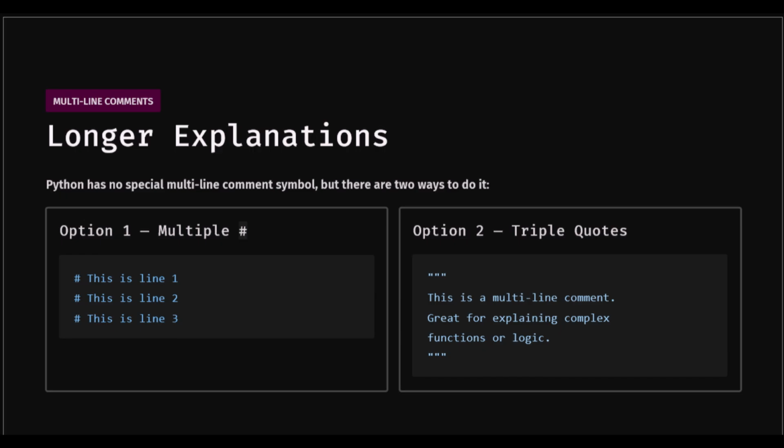Sometimes, a single line isn't enough to explain complex logic, and you need to write longer explanations. Interestingly, Python does not have a specific symbol for multi-line comments, but there are two common ways to handle this.